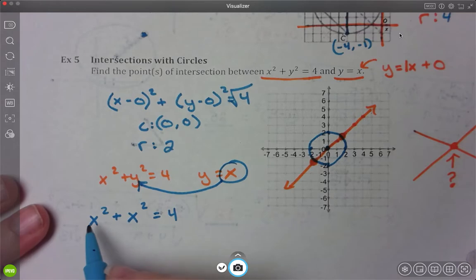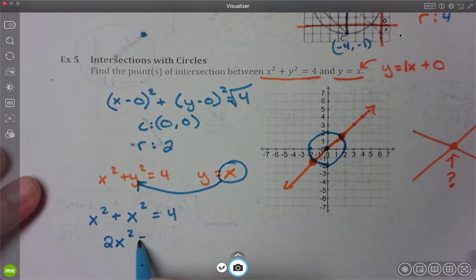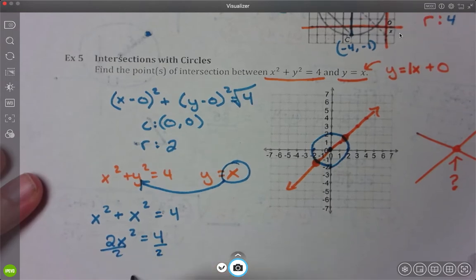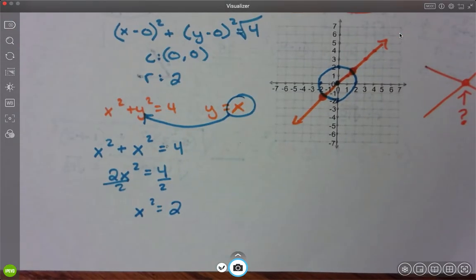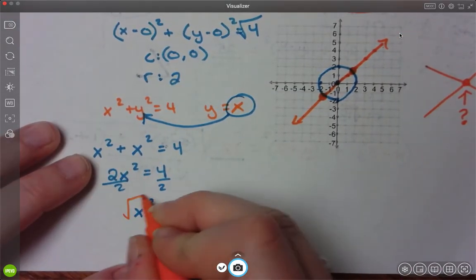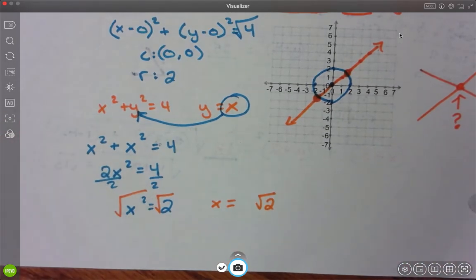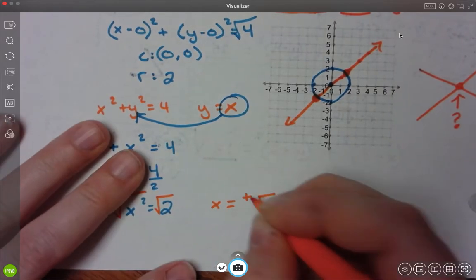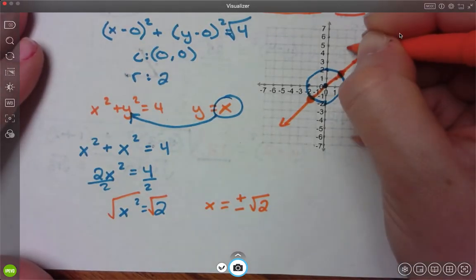Now, when you add an x squared and x squared together, it's not x to the 4th power. That would be multiplying. This will give me 2x squared. Then to solve for x, I would divide by 2, so x squared would be 2. And to get x by itself, I would take the square root. So x will be the square root of 2. Now, if you remember from algebra, when we put the square root in there, it will be positive square root of 2 and negative square root of 2. So that's where the 2 answers come into play.